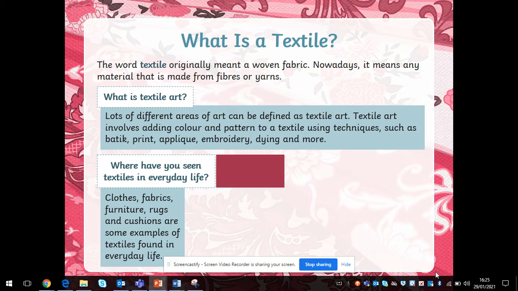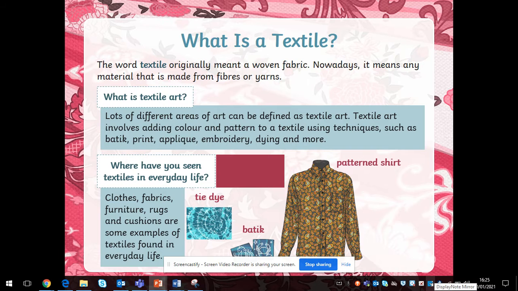So, clothes, fabrics, furniture, rugs, and cushions are some examples of textiles found in everyday life. There you go, tie-dye, you may have seen that on t-shirts. Pattern shirt and woven rugs.